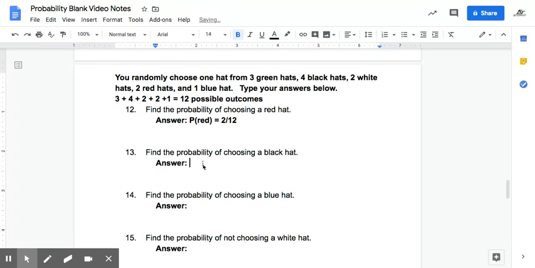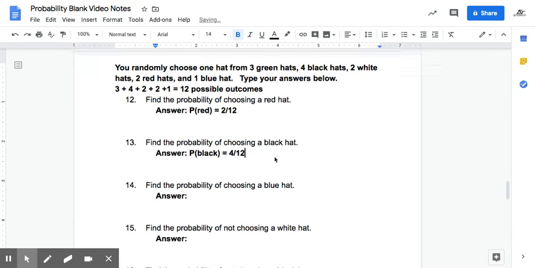Okay, number 13, find the probability of choosing a black hat. Well, how many black hats are in this bunch? There are 4. So my numerator is going to be 4, and my denominator, again, is my total, which is 12 hats.